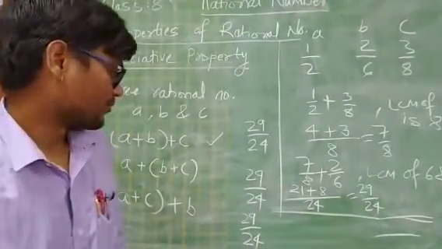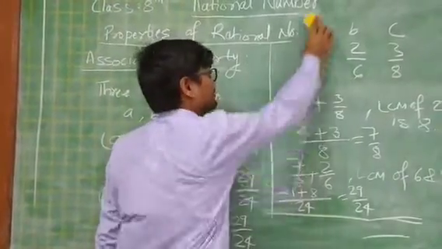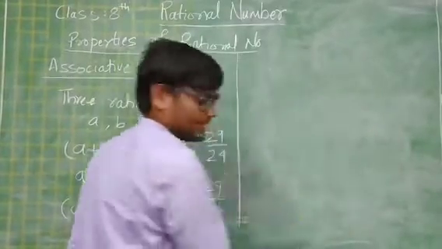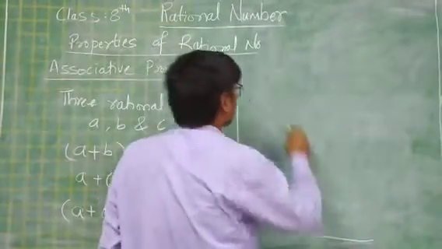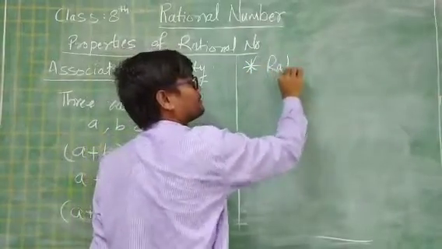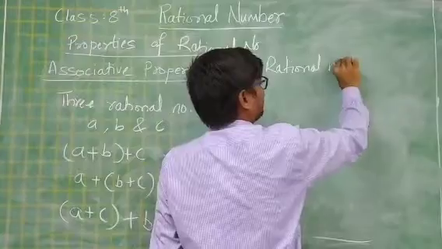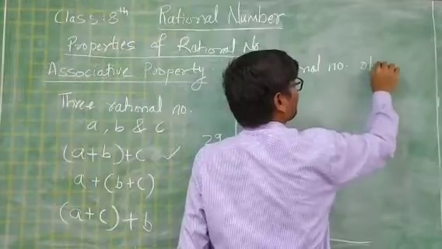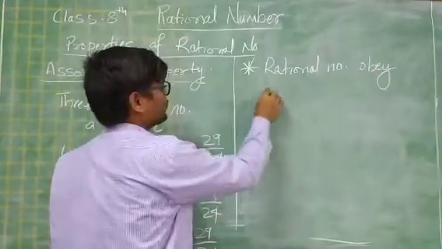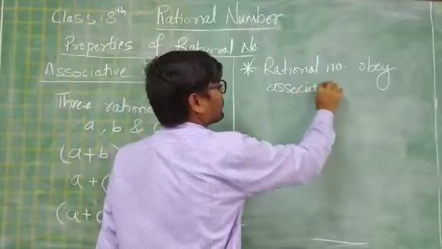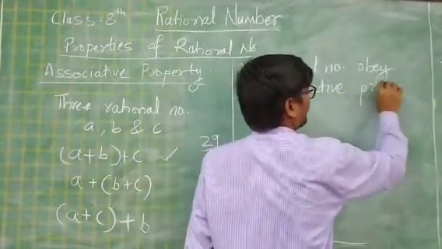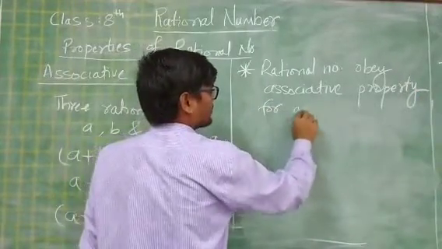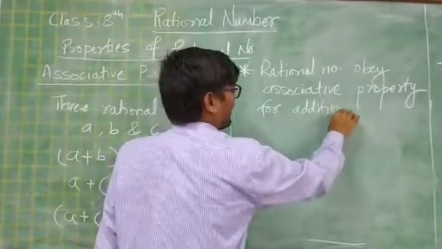Therefore we can say that rational numbers obey associative property for addition.